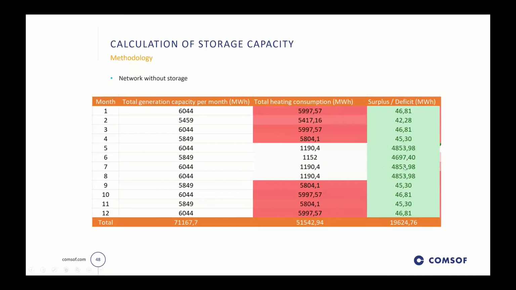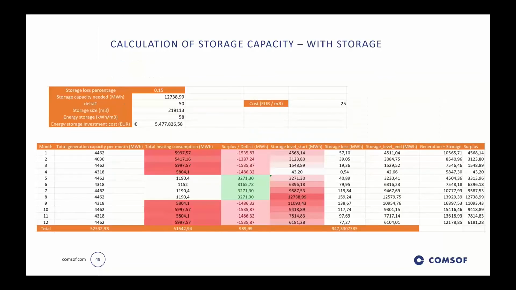So that means that we have to dimension our source for the peak in the winter, while we see that in the summer, we have way too much. So if we could buffer what we have extra in the summer and use it in the winter, we can work with a source that generates less energy. So that's what's happening here.